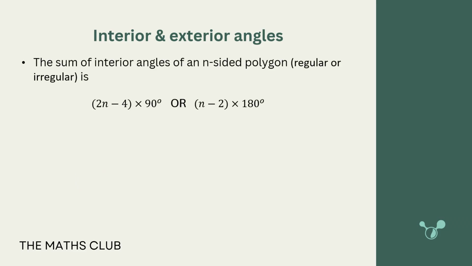Interior and exterior angles. The sum of interior angles of an n-sided polygon, whether it's regular or irregular, is, I prefer to use this other one, n minus 2 times 180 degrees, but this other one is still the same thing. If you factor out 2 from it, you end up with n minus 2 times 180 degrees. And how do we come about this? I don't want to just cram formulas. Understand why the formula came to be.